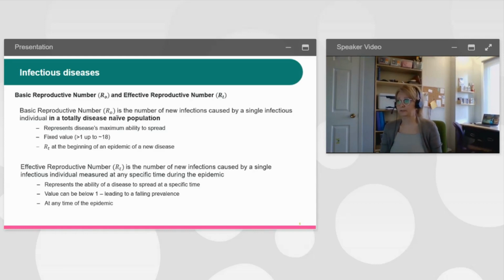So what is the effective reproductive number? The effective reproductive number is also the number of new infectious cases caused by a single infected individual, but it can be measured at any specific time during the epidemic. It represents the ability of the disease to spread given some circumstances, for example, the knowledge of the disease or the measures that are being introduced at a certain time. Its value can be below 1, and in that case, we will have falling prevalence. And as we said, it can be measured at any time of the pandemic. So let me show you how that looks.